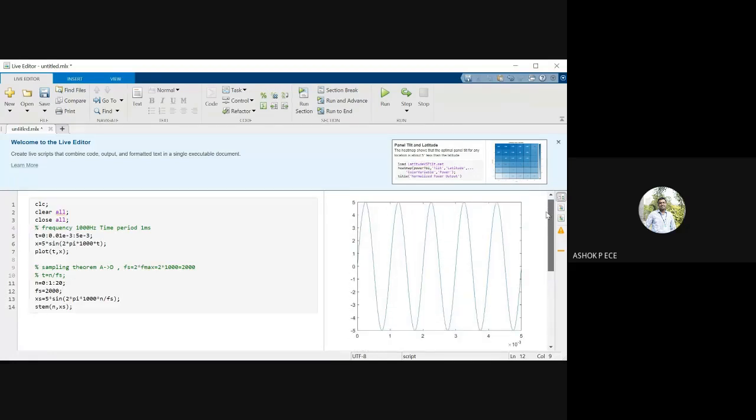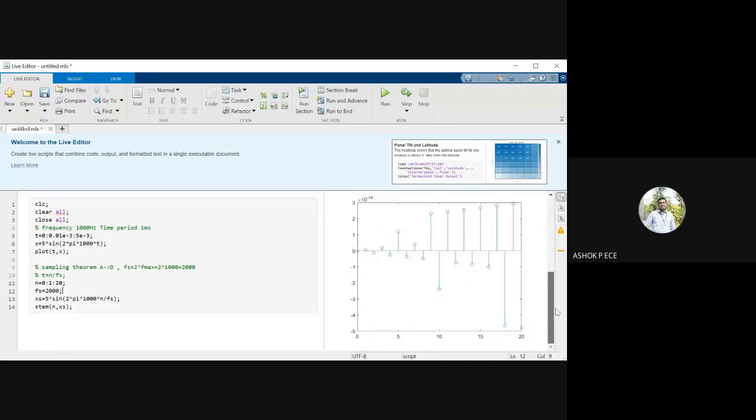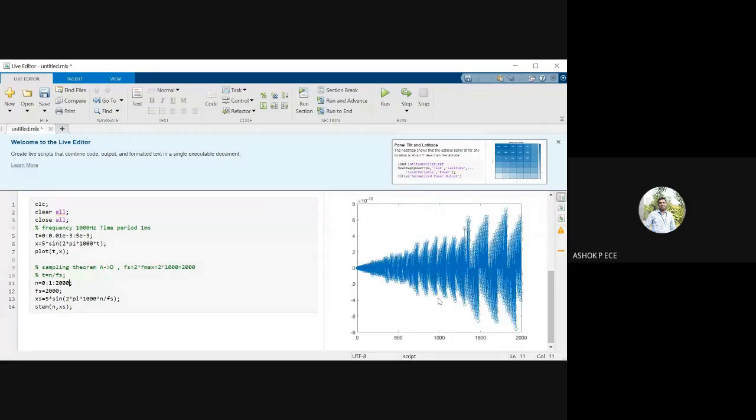This is your actual sine wave, and this is a sampled version of your sine wave. If you take more samples, I'm giving 2000, we'll see what we get. Yes. So you see how your sine wave is getting sampled into a discrete time signal. Based on the number of samples, the sine wave is going to be sampled.